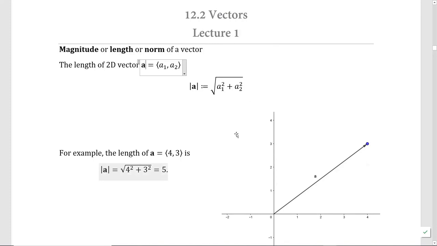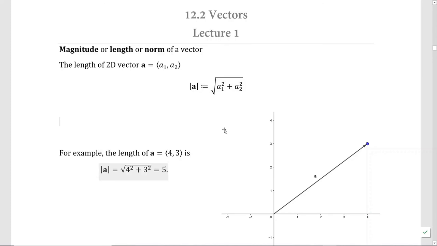Now we will talk about the magnitude or length or norm of a vector. The length of a two-dimensional vector A, whose components are a1, a2, is simply defined by this formula, which is in fact an outcome from the Pythagorean theorem. So if we have a vector A whose components are a1, a2, its magnitude is simply defined to be the positive square root of the sum of the squares of the components.